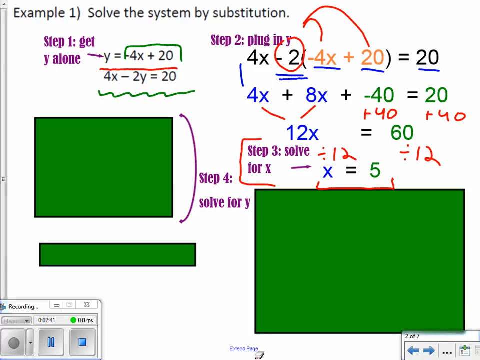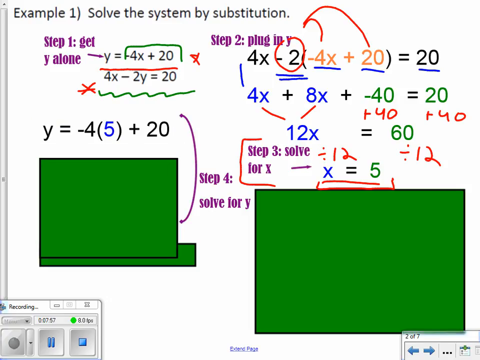Well, what can I do with that information? What can I say about x equaling 5? I can plug it in to my other equation then. So not the 4x minus 2y equals 20. I plug it into the top one, and we'd say y equals negative 4 times x, which we figured out was 5. So negative 4 times 5, and then add 20.